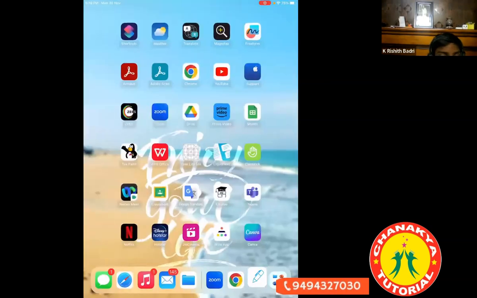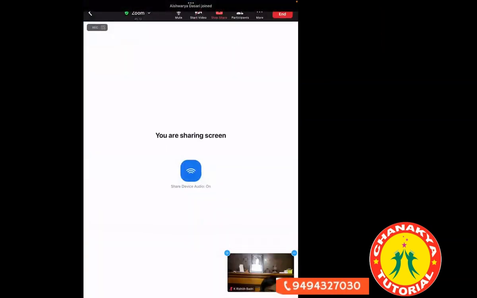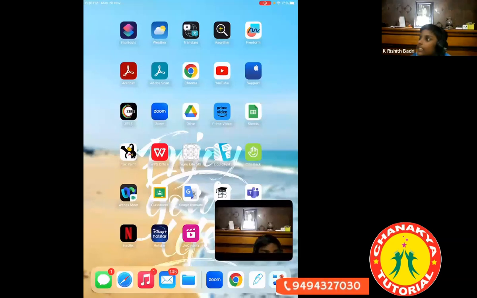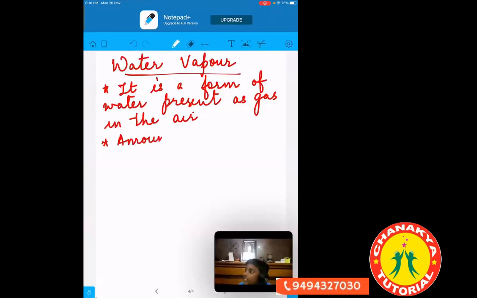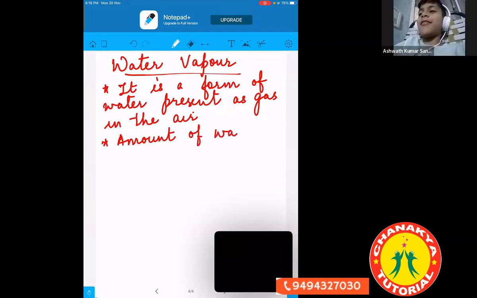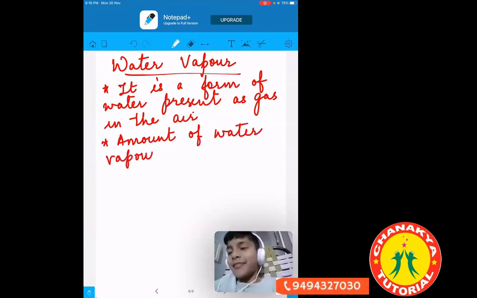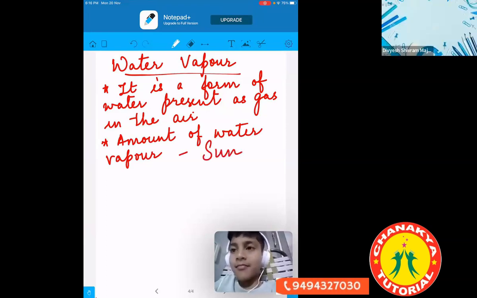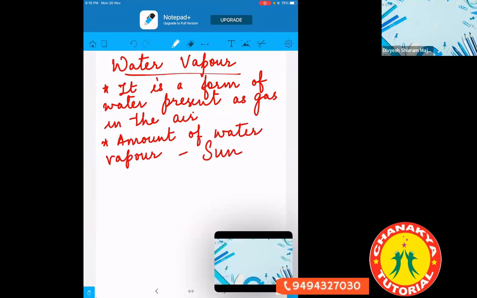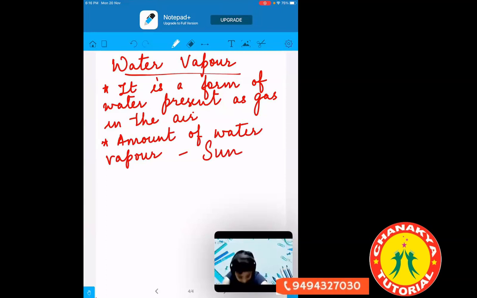And the amount of water vapor in the air, you cannot decide exactly what amount of water vapor is present, because it varies, right? Why does it vary? It varies because of the sun, and it again rains. Yeah, correct. So it depends completely on the sun, how many sun rays there are, whether it is less or more. Depending on that, the amount of water vapor will be decided.